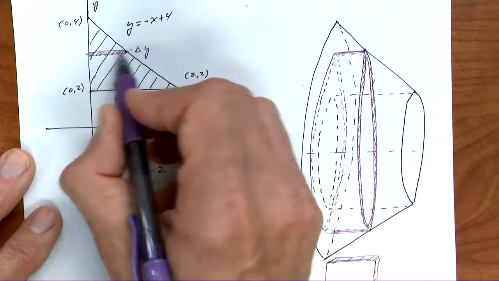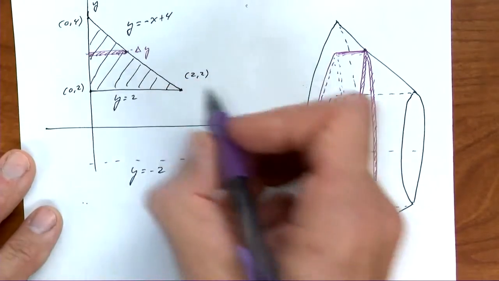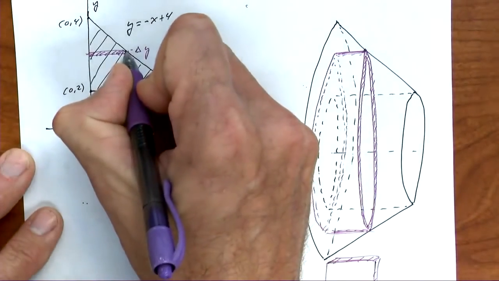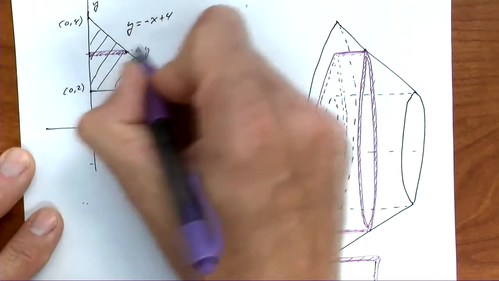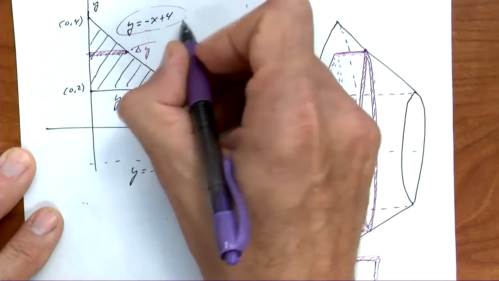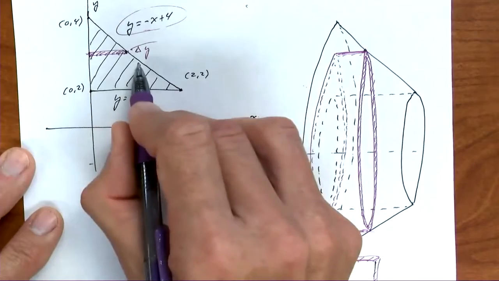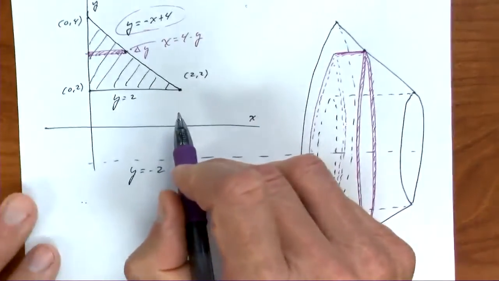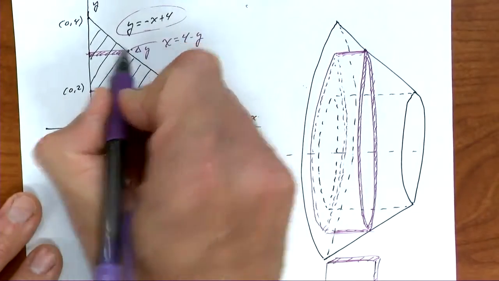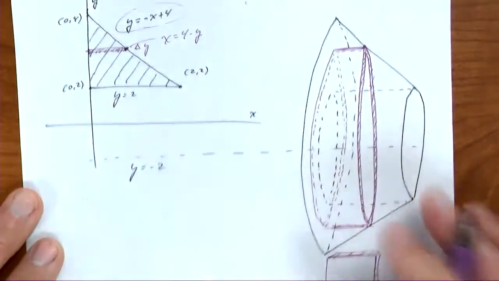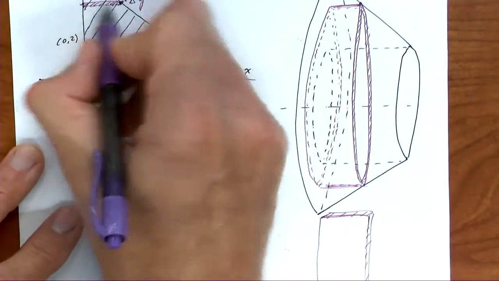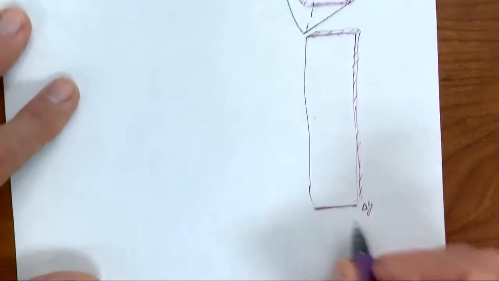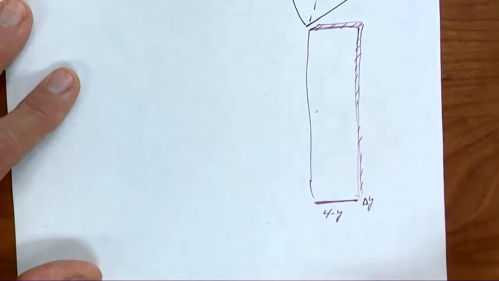That's going to be our horizontal distance there. Well, how do I find that horizontal distance? I want to take the x value here minus the x value here. So I need to solve this equation for x because this x value comes from the curve. That would be x equals 4 minus y. So the x value here is 4 minus y. The x value here is 0. This distance then is 4 minus y.